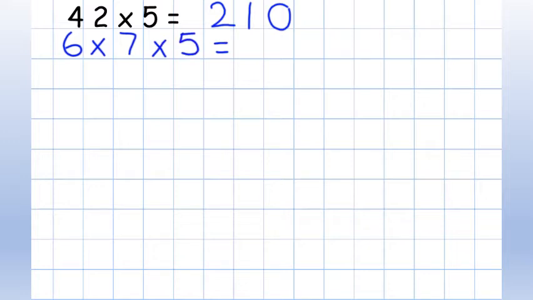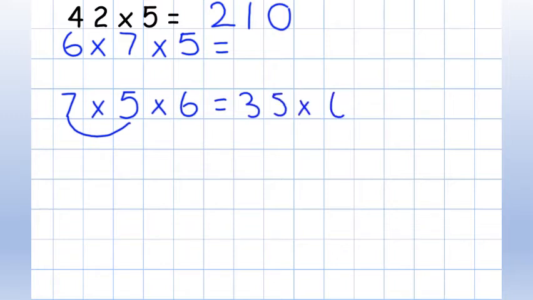So the factorised calculation should look like that. 6 times 7 times 5 equals. I'm going to have a little rearrange. I'm going to do 7 times 5 first, and then I'm going to multiply it by 6. So 7 times 5 is 35, and then I'm going to do 35 times 6.